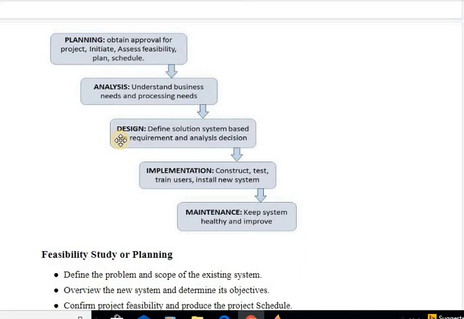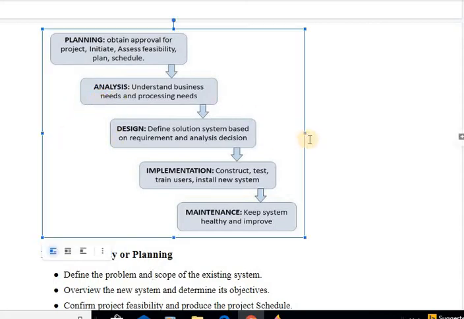what are the features they want to get included in their system. Okay, so the second phase is the analysis. At some places requirement and analysis can be studied combinedly. So in analysis we have to understand the business needs and the processing needs also. Analysis includes these two things. Next is the design. Design defines the solution of the system based on the requirement and the analysis.